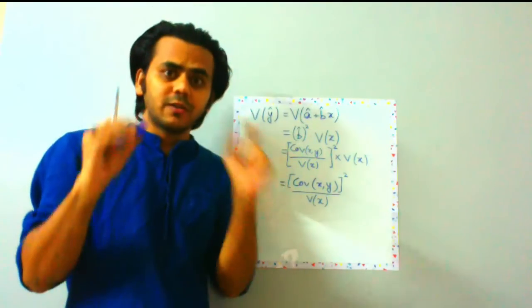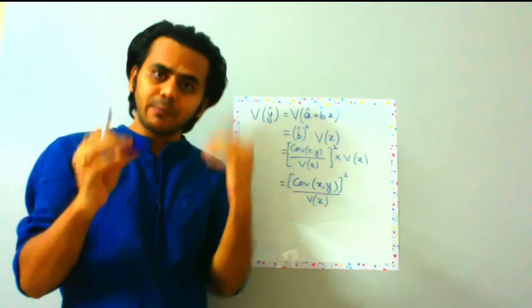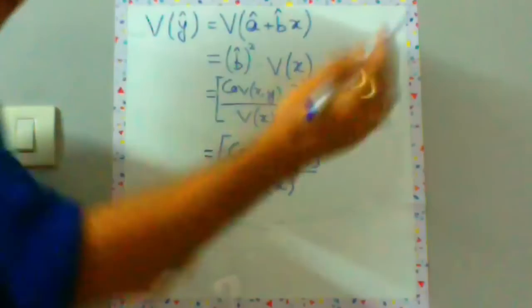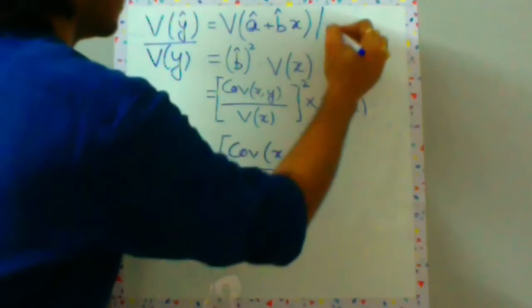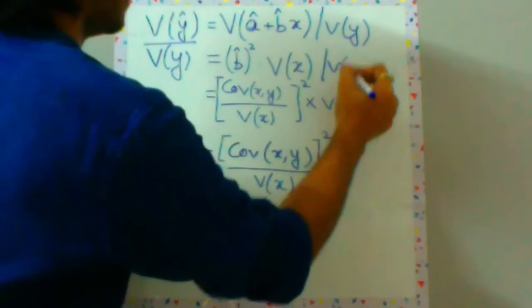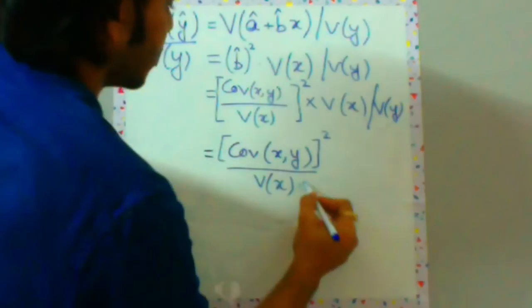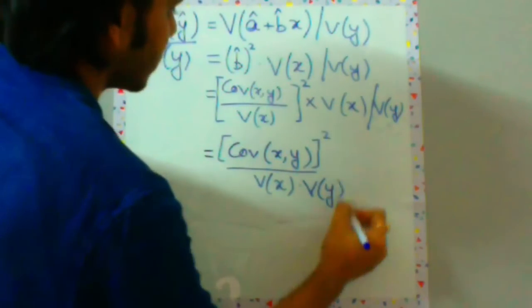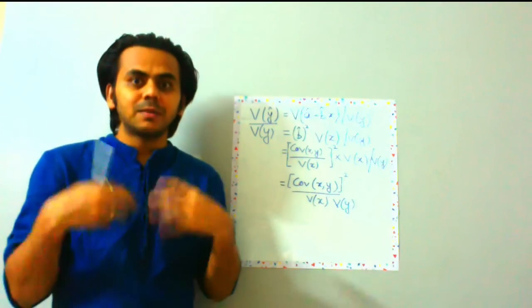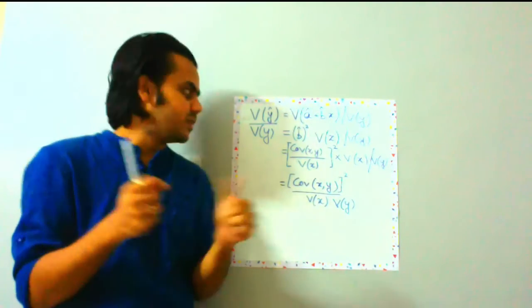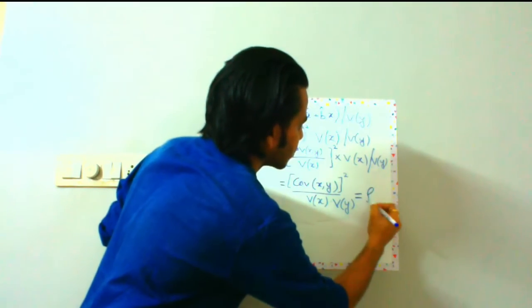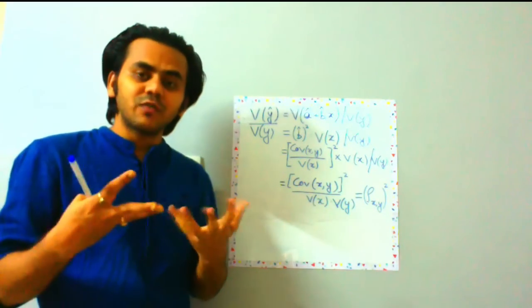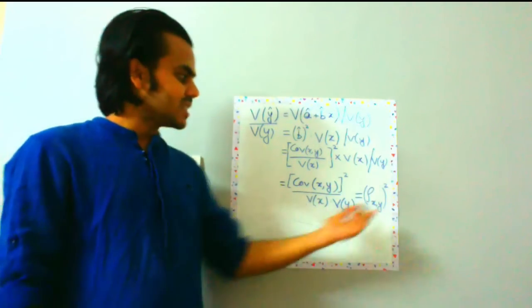We need to find out variance of Y hat upon variance of Y. So let's divide whole throughout. I need to find out this upon variance of Y. So I'll have a variance of Y here. This is nothing but square of the correlation between X and Y. So this is equal to rho. This is square of the correlation coefficient between X and Y.